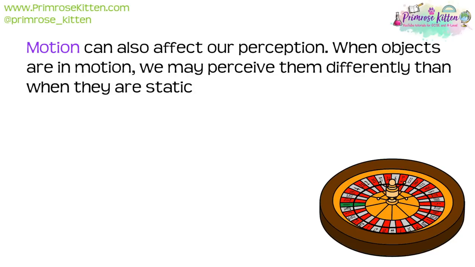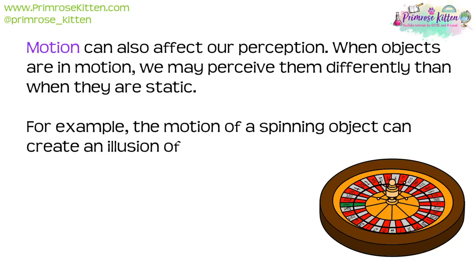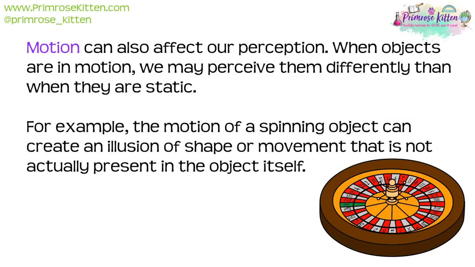Motion can also affect our perception. When objects are in motion, we may perceive them differently than when they are static. For example, the motion of a spinning object can create an illusion of shape or movement that is not actually present in the object itself.